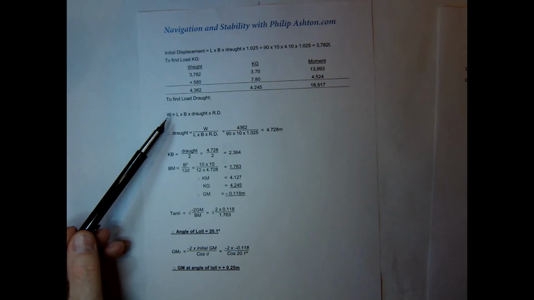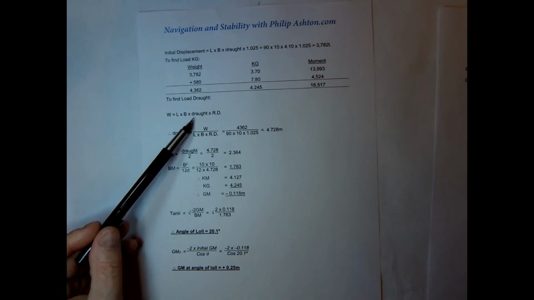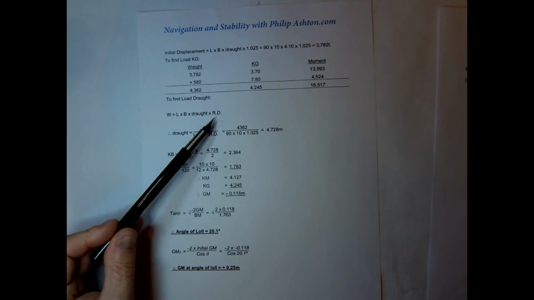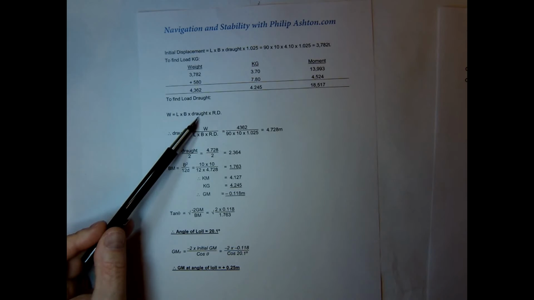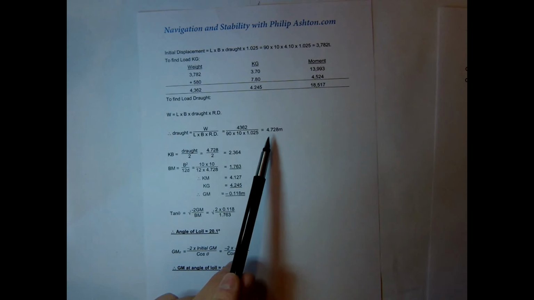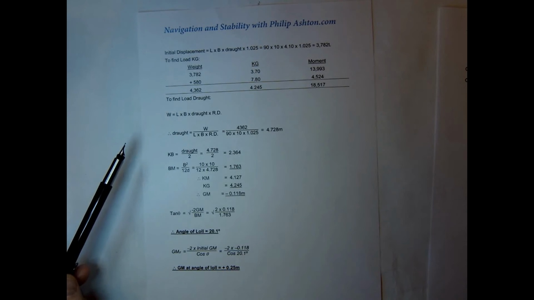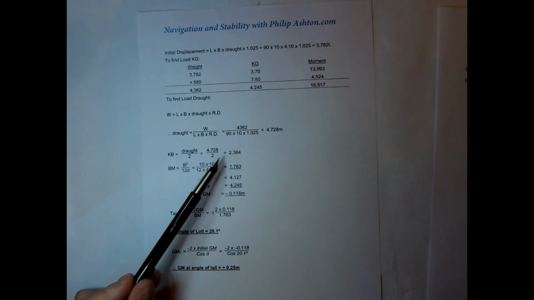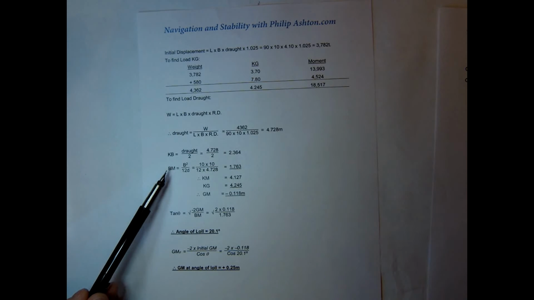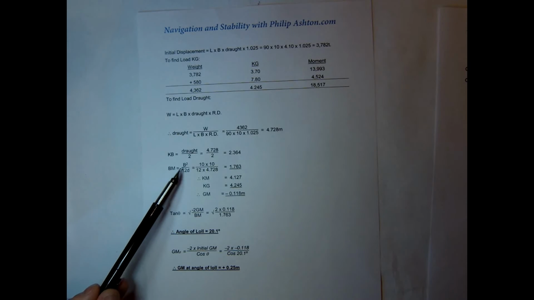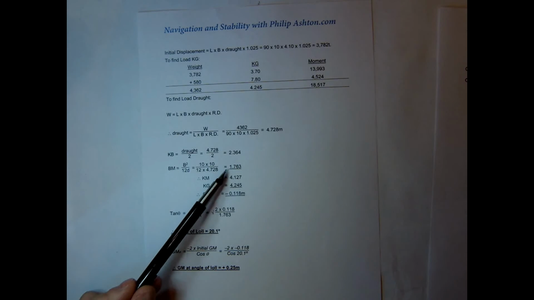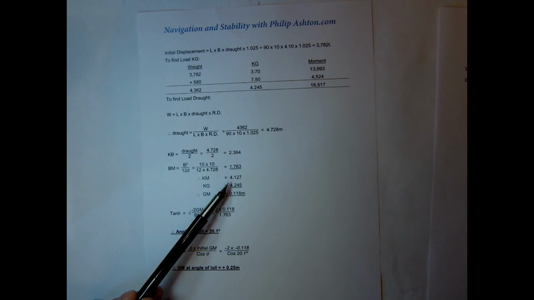So there's the formula. Displacement is L times B times draft times density. We know our final weight, we know our length, we know our breadth, we know the density, therefore we can find the draft by moving the formula around. So we find our final draft is 4.728 from the initial draft of 4.1. Divide that by 2 and that's the KB. Of course it's a box-shaped vessel, so the BM is simply B squared over 12D, and again we have to use the new draft. We get the BM, add the two together, that's the KM, subtract KG, and the GM of course is minus.